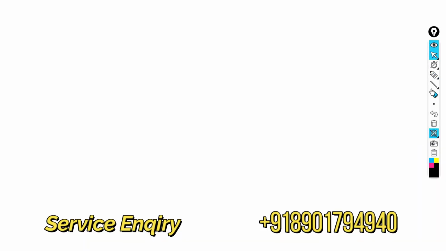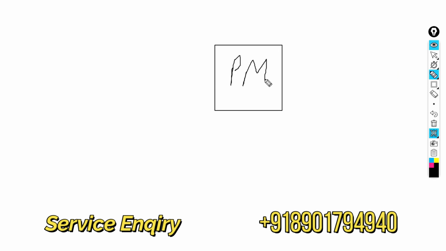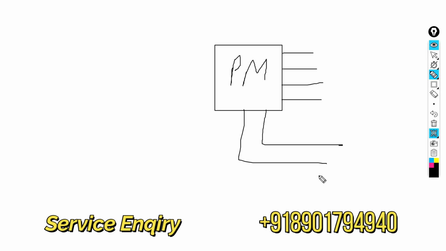So let's suppose this is our power IC, PMU, power IC. The power IC generates the buck voltages and some LDOs. Now these are buck lines, let's suppose.